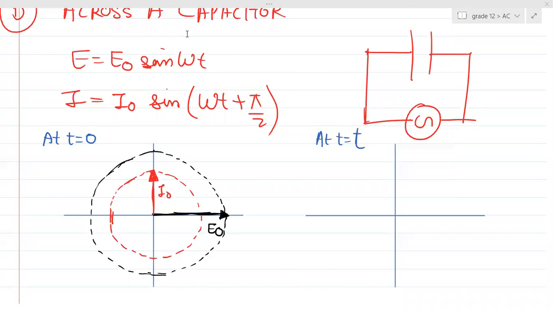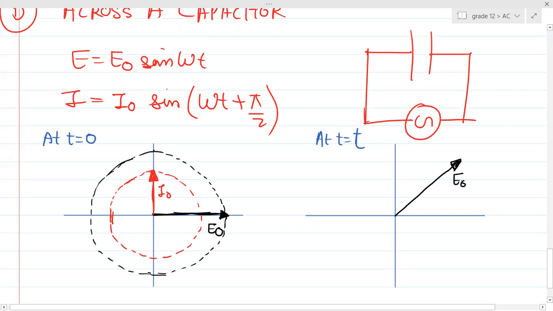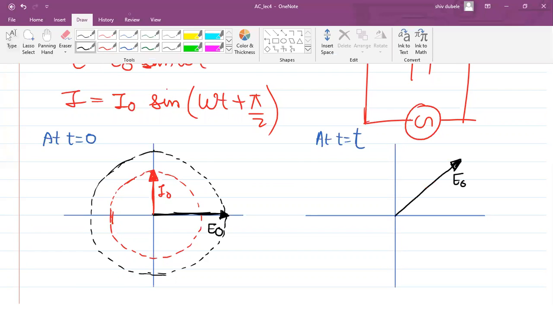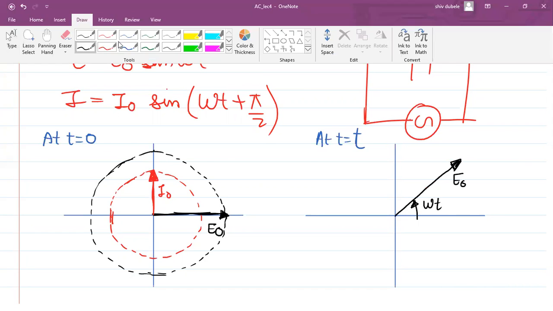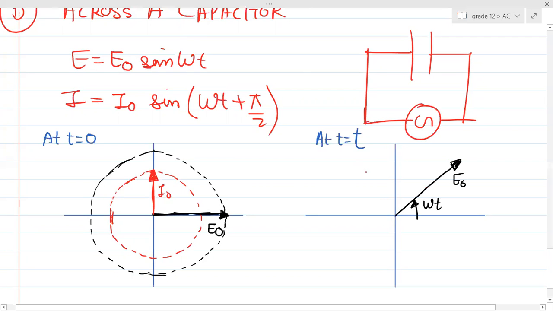Here, when I try to draw this, E naught will go like this. And perpendicular, let's say E naught moved here by an angle of omega t, then I naught will go like this. I may not be able to draw it properly, but can everyone see this? I naught also rotated by the same angle omega t, but this constant phase difference of 90 degrees is still there. Is this clear, guys?